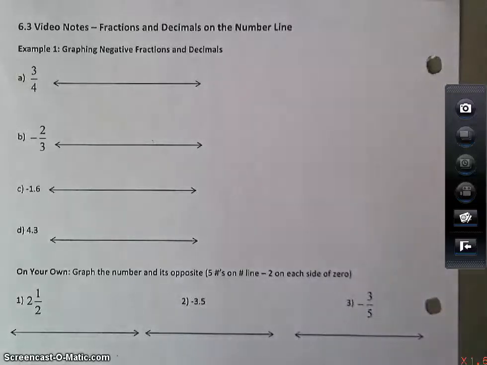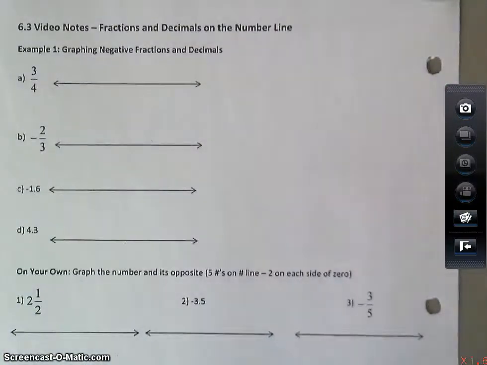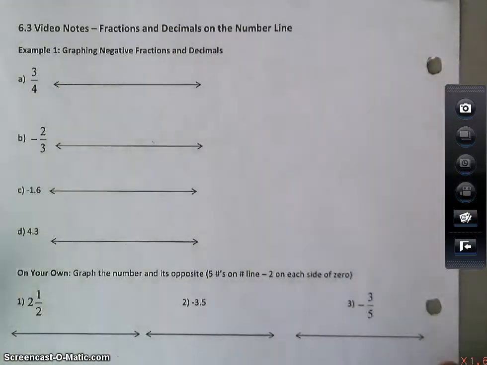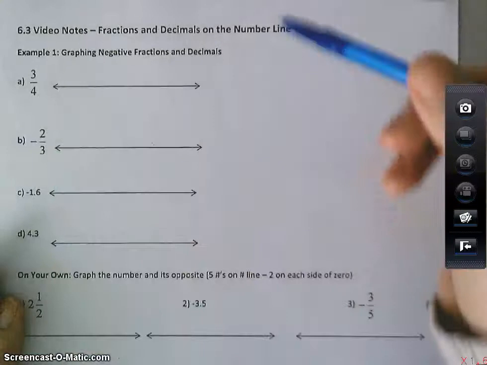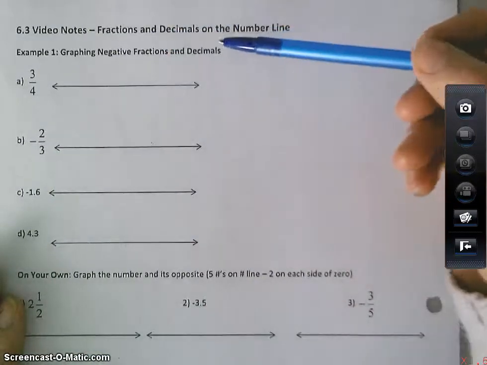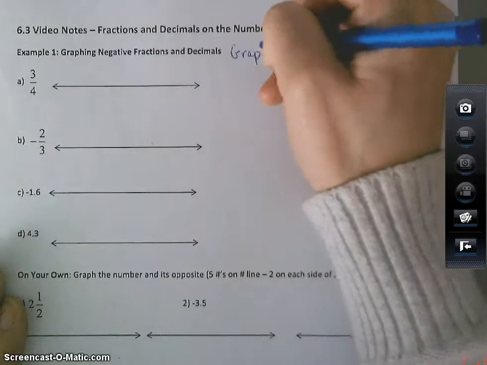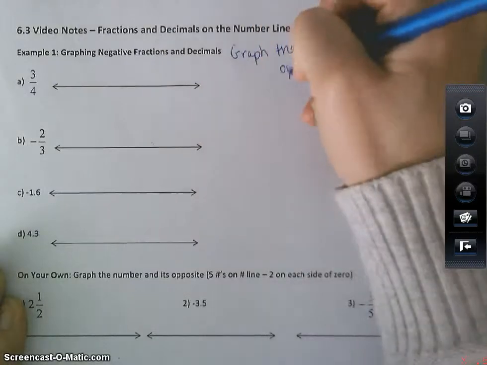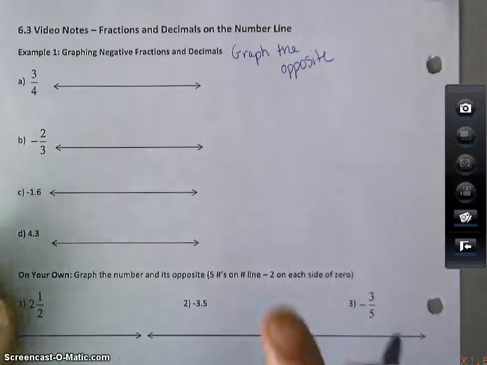Good evening. Tonight we're going to learn how to compare and order fractions and decimals, especially negative fractions and negative decimals. Okay, so let's look at our first example, graphing negative fractions and decimals. Well, what I would like to do here is graph the opposite of each one of these. So we're going to graph the opposite and the integer given.